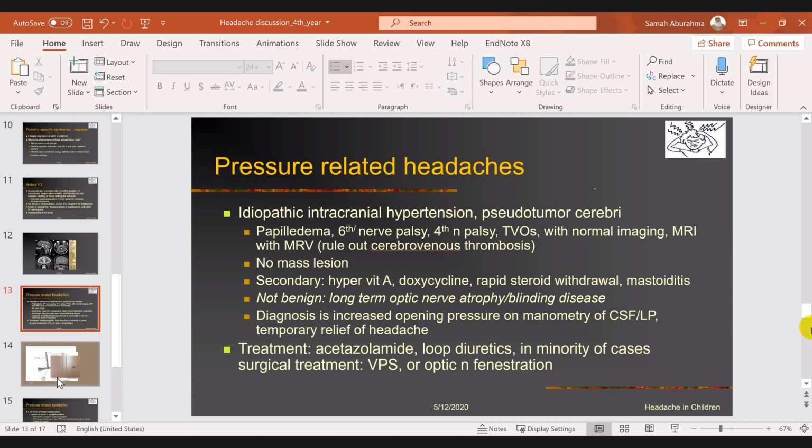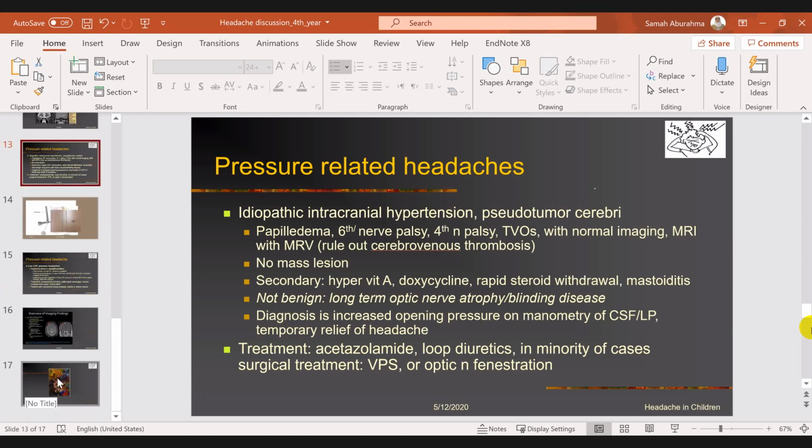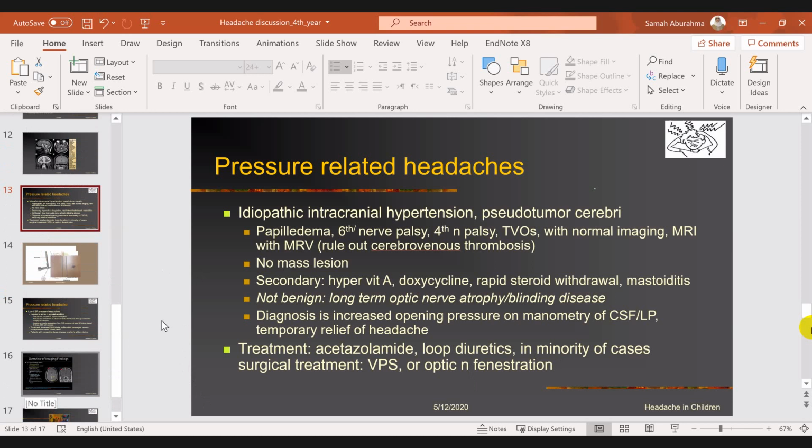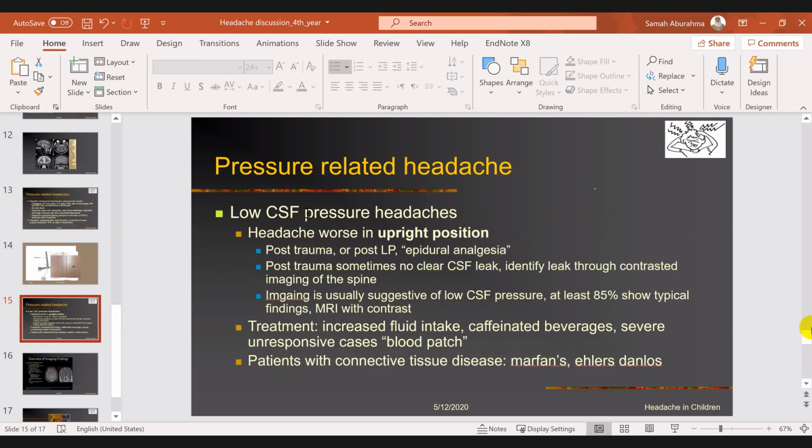Move on. Okay. So this is the first pressure-related headache, which is idiopathic intracranial hypertension. The second pressure-related headache is the opposite, when you have intracranial hypotension. Okay, low CSF pressure headache. Okay? The most important thing to remember about this low CSF pressure headache is that it can happen after LP.